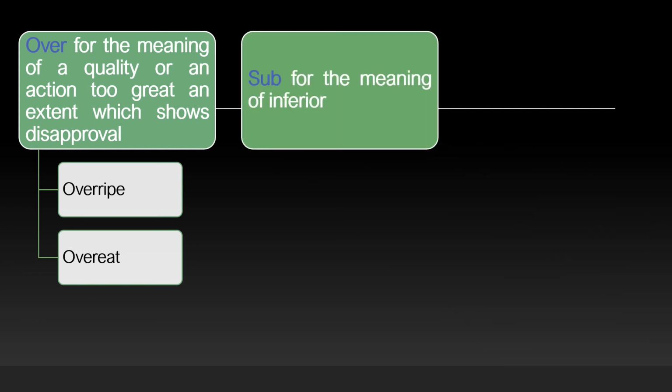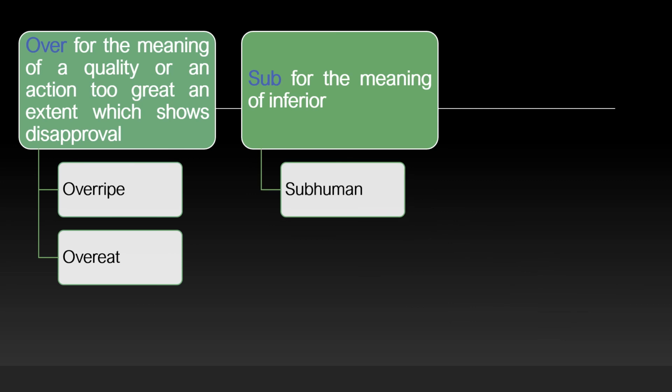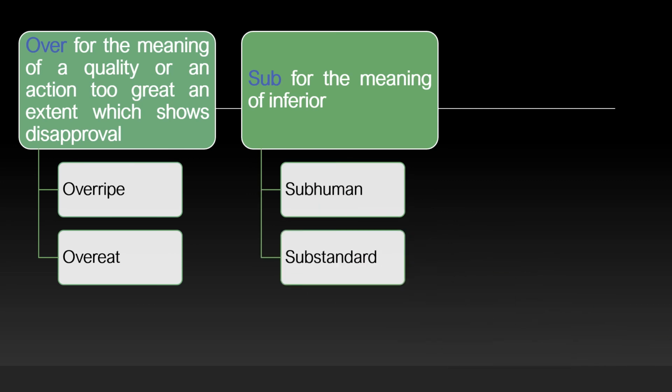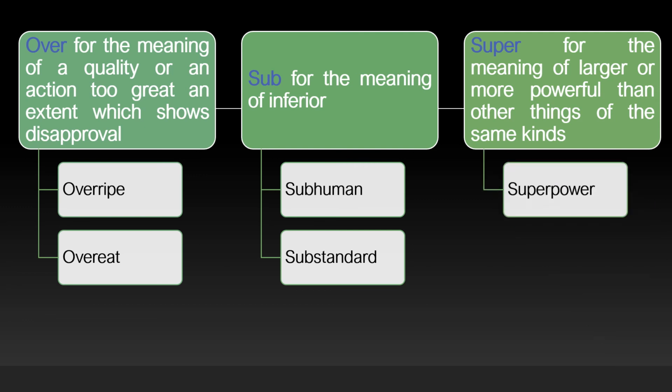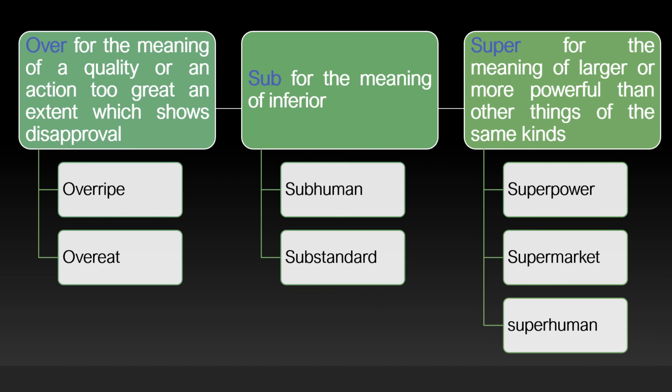And another example is sub in the meaning of inferior or below something. For example, subhuman and substandard. And another example of prefix is super, which is used in the meaning of larger or more powerful than other things of the same kind. For example, superpower, supermarket and superhuman.